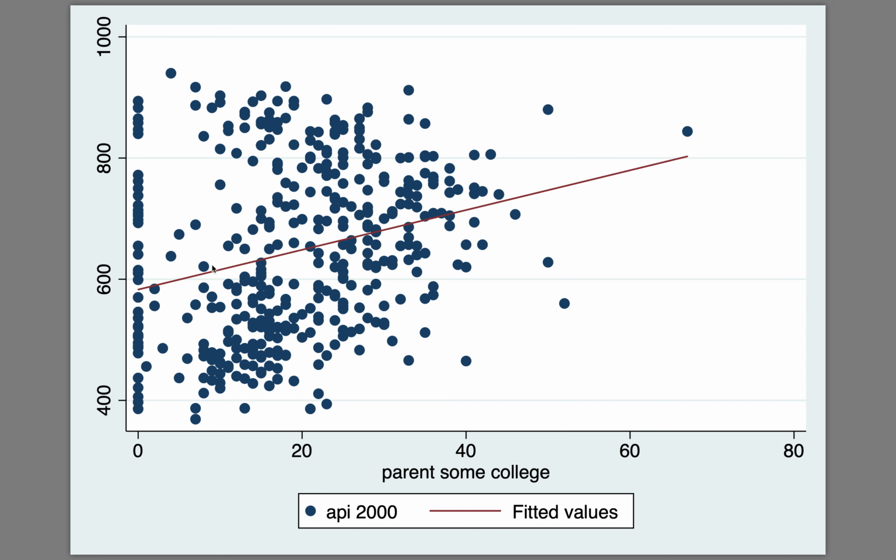So you see that according to this scatter plot, this is saying, okay, as the percent of parents with some college increases, their scores on API in 2000 are also increasing, which is why the line of best fit is going up this way. So this is a nice test to see whether or not the linearity assumption is actually met.